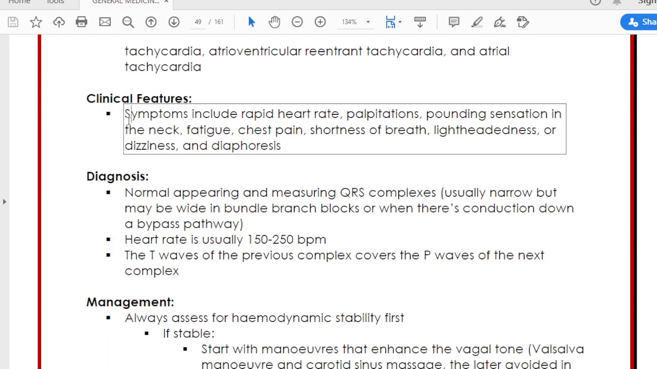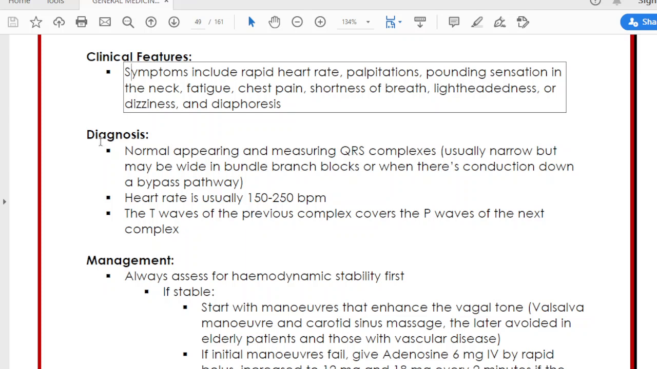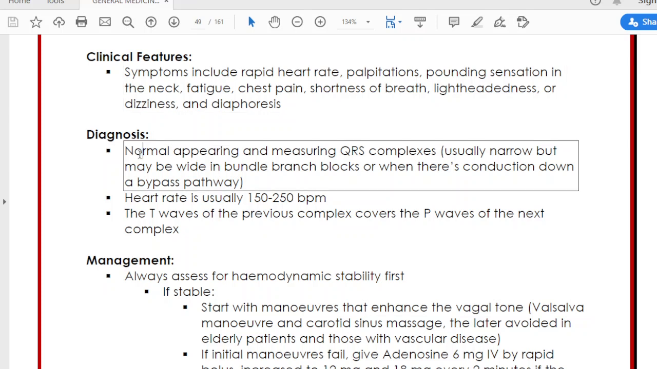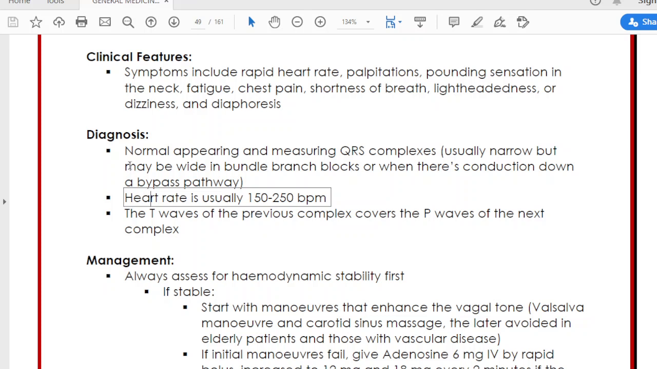Clinical features. Symptoms include rapid heart rate, palpitations, pounding sensation in the neck, fatigue, chest pain, shortness of breath, lightheadedness or dizziness, and diaphoresis. Diagnosis. Normal appearing and measuring QRS complexes, usually narrow but may be wide in bundle branch blocks or when there's conduction down a bypass pathway. Heart rate is usually 150 to 250 bpm. The T waves of the previous complex cover the P waves of the next complex.